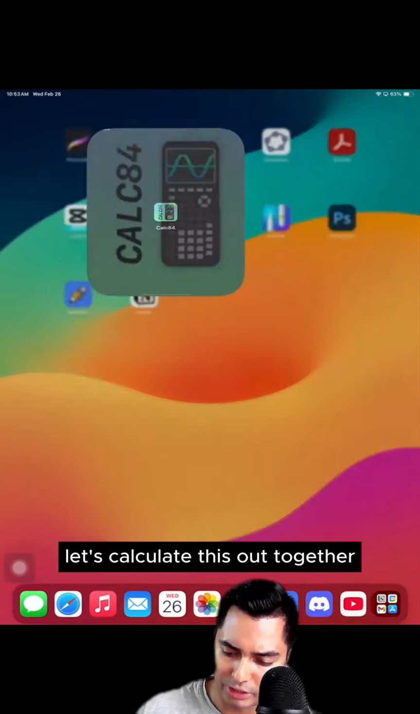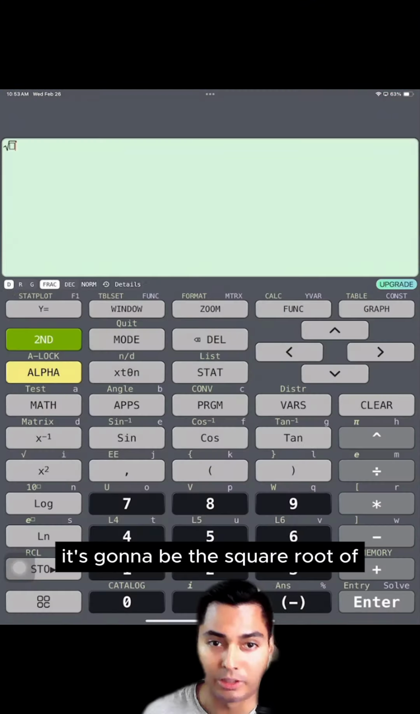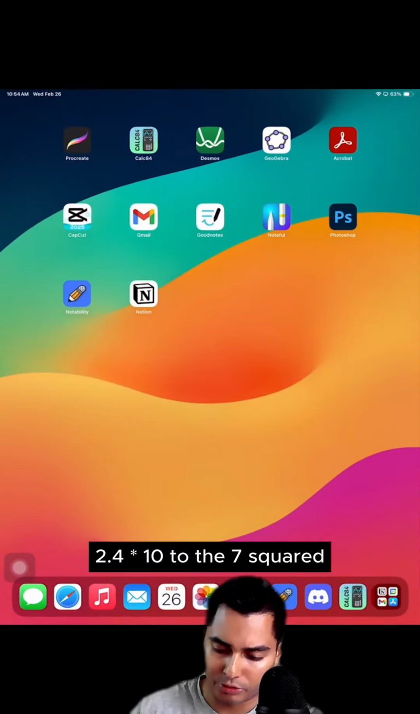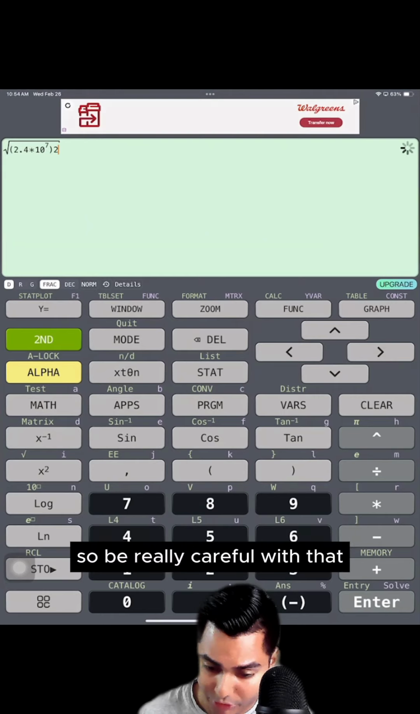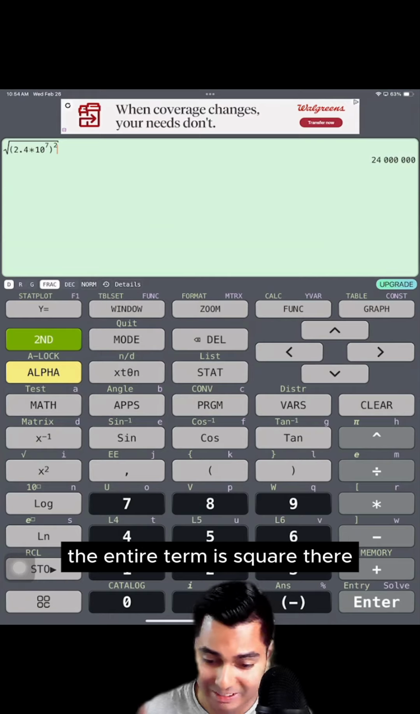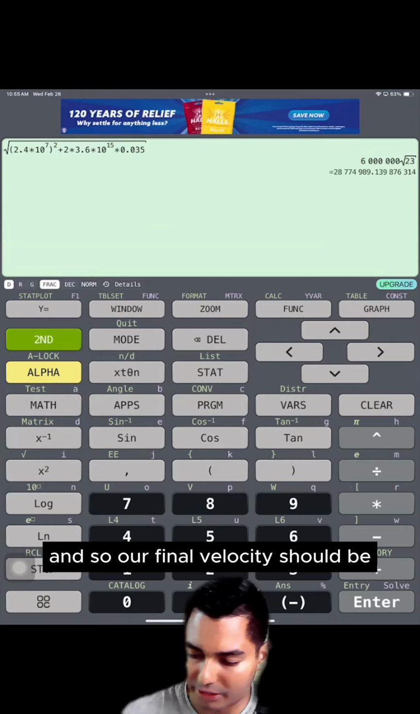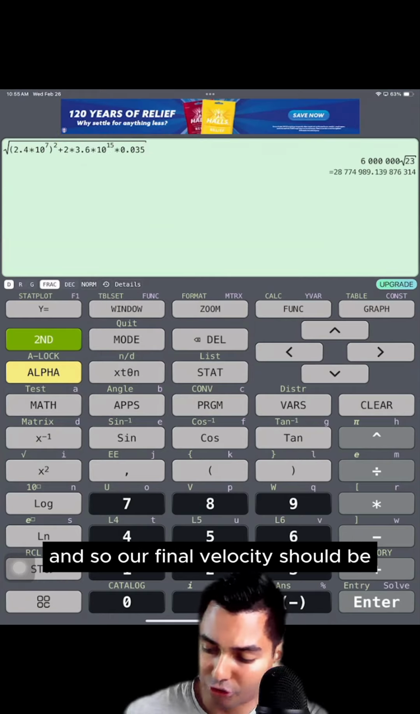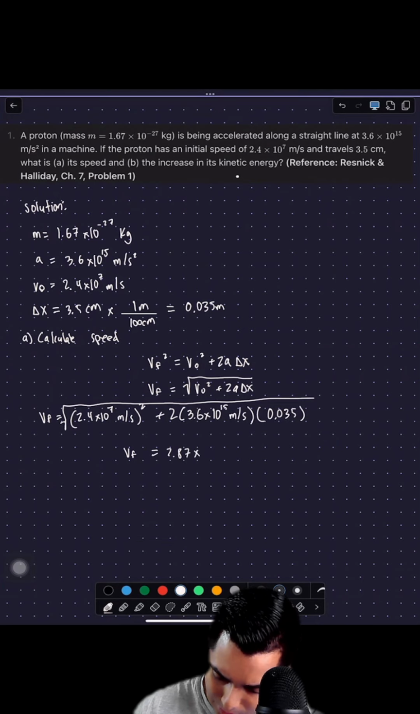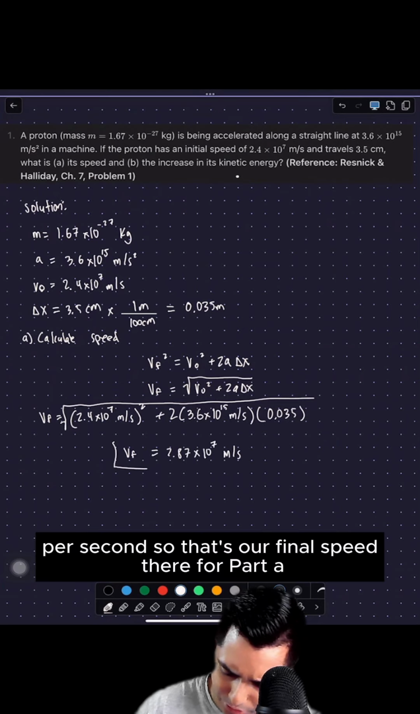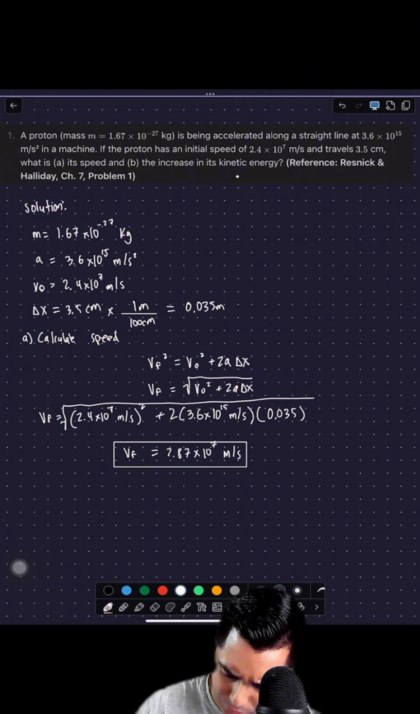Let's calculate this out together. It's going to be the square root of 2.4 times 10 to the 7 squared. This entire thing is squared, so be really careful with that. The entire term is squared there. And so our final velocity should be 2.87 times 10 to the 7 meters per second. So that's our final speed there for part A.